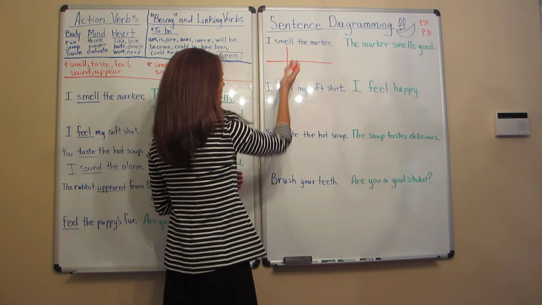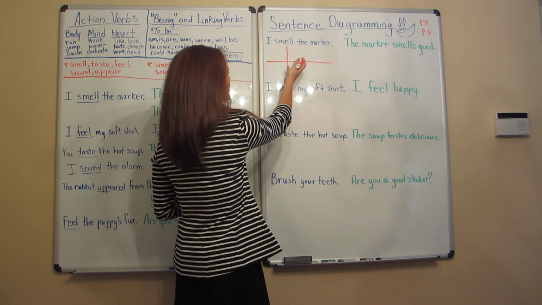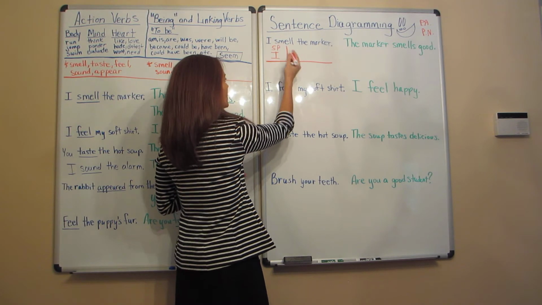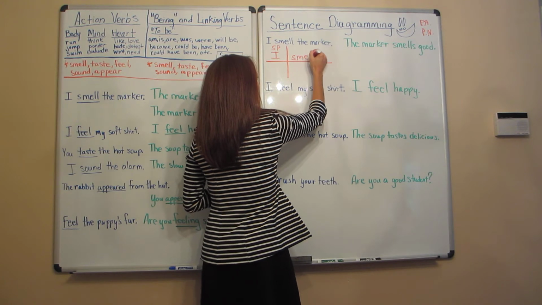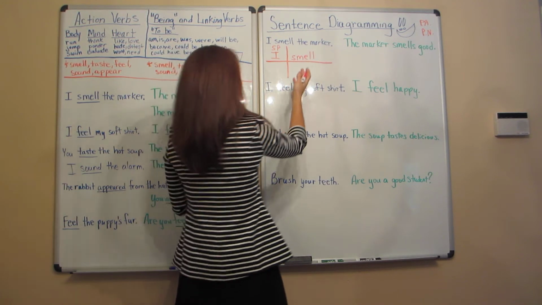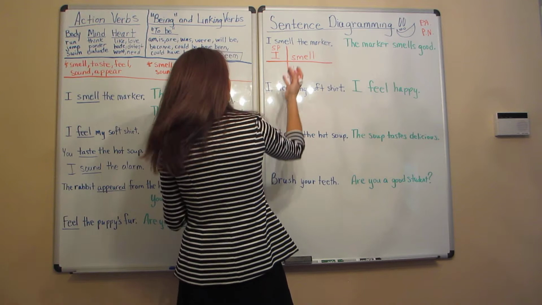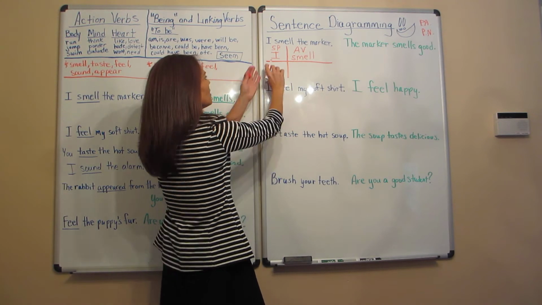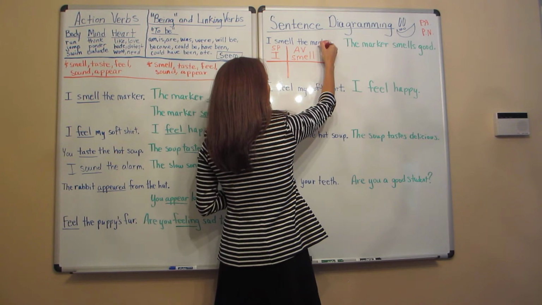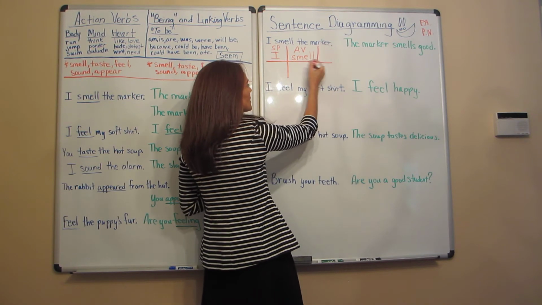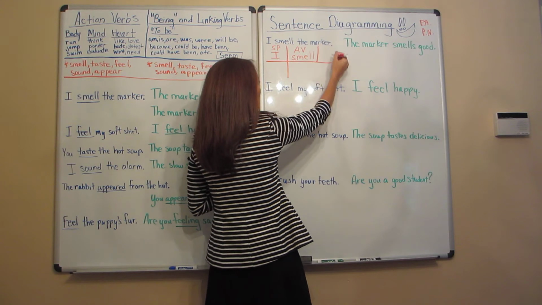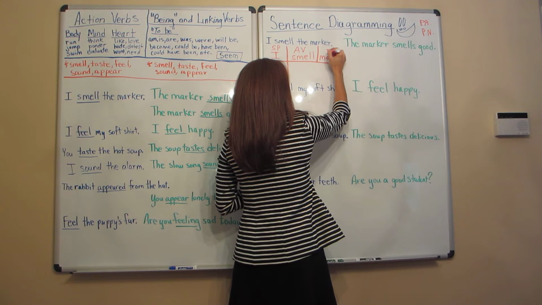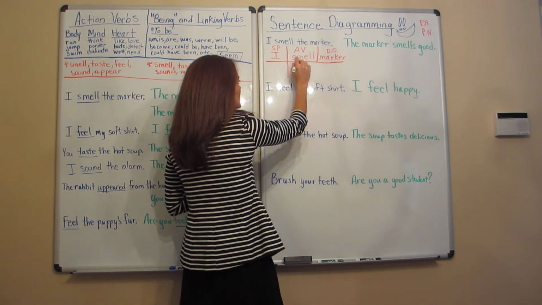And in each sentence you want to ask, who or what is this sentence about? It's about I. I is a subject pronoun. I what? I smell. Is smell an action verb or a linking verb? Well, we determined over here that it is an action verb because it's something you physically are doing. So AV for action verb. If you have an action verb with an object after it, it's a straight line that does not intersect the baseline. I smell what? One word, marker. And marker is your direct object. It's the object that receives the action.